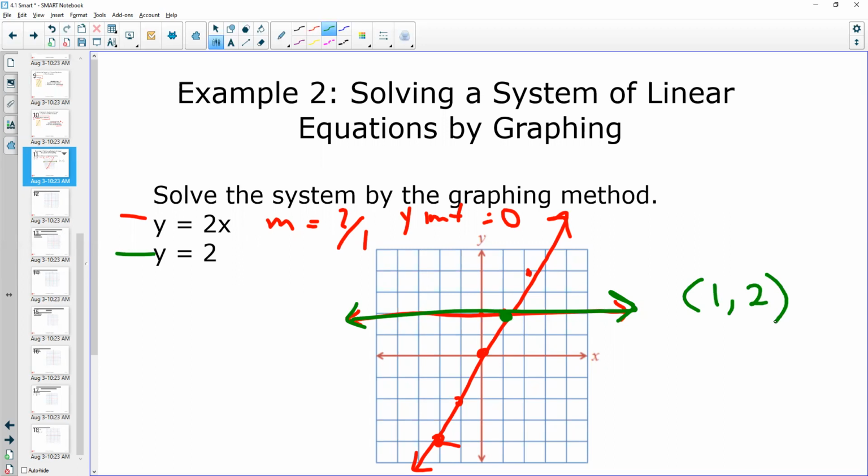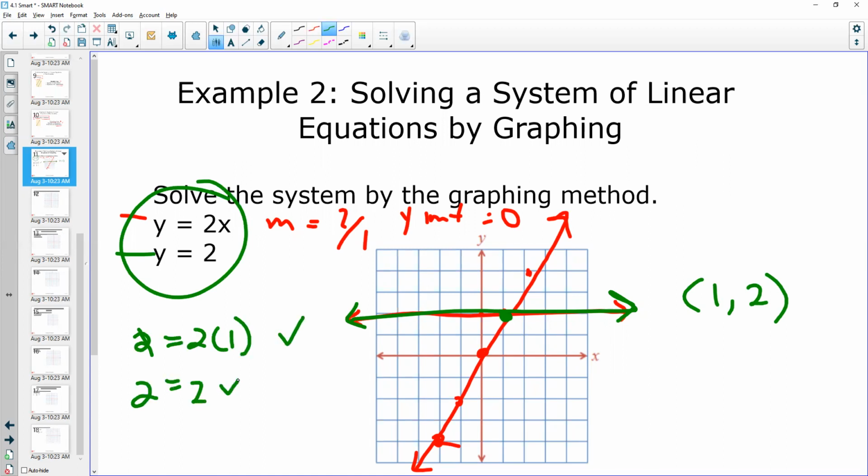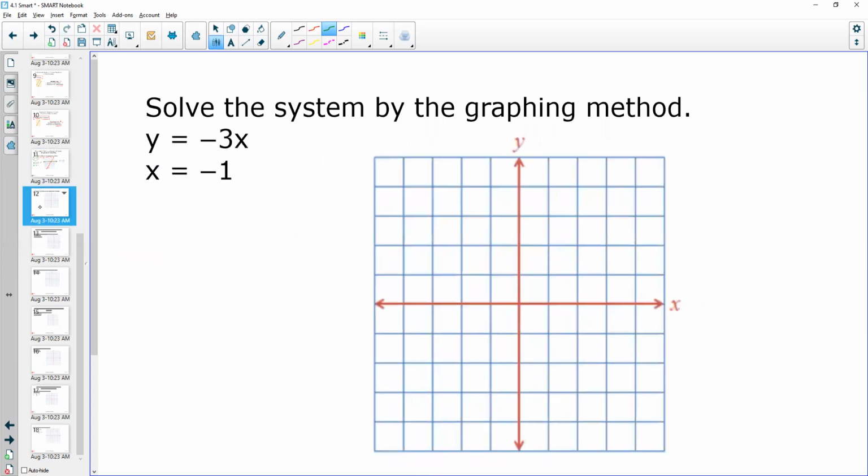And what I can do is put those into the equations and see if it works. Well, when y equals 2x, 2 equals 2 times 1, that definitely works. And then 2 equals 2, that also works. So this is the solution. That's how you check. You try this one.